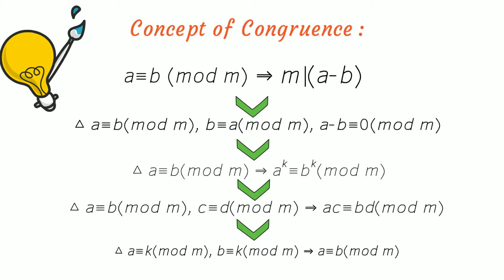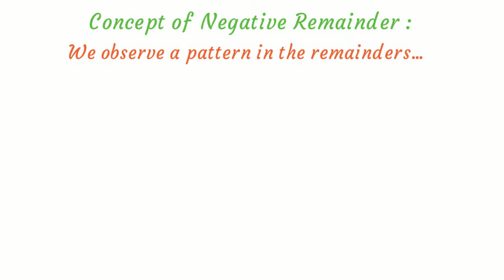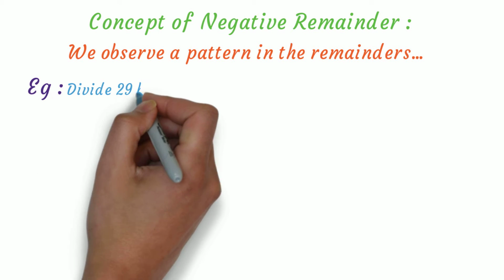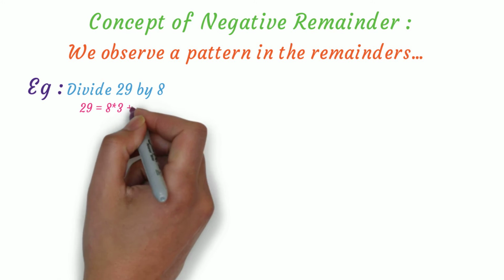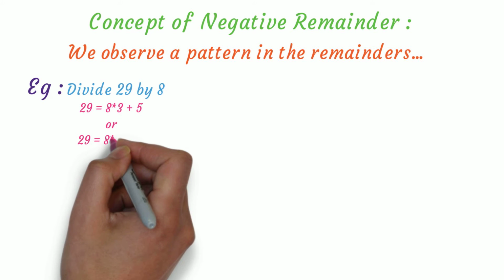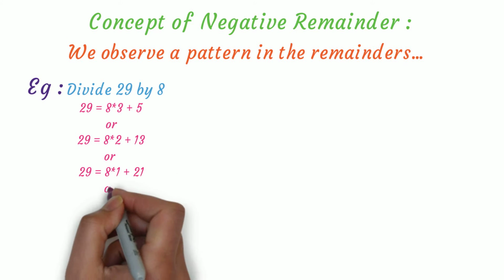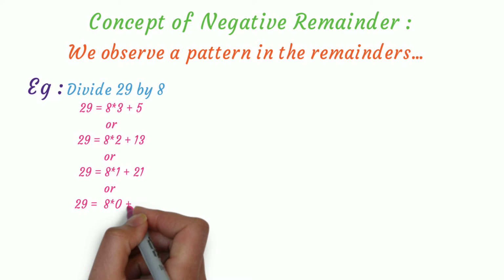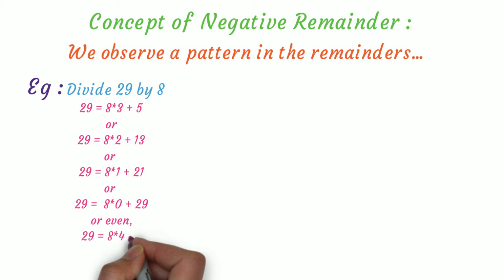After learning all these properties, let's understand about the remainders. When you divide 29 by 8, you can represent it as 29 equals 8 into 3 plus 5, or 8 into 2 plus 13, or 8 into 1 plus 21, or even 8 into 0 plus 29. You can also write it a bit differently. You can write it as 8 into 4 minus 3, or 8 into 5 minus 11.